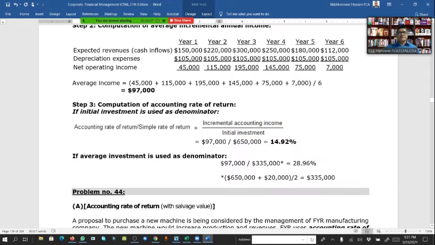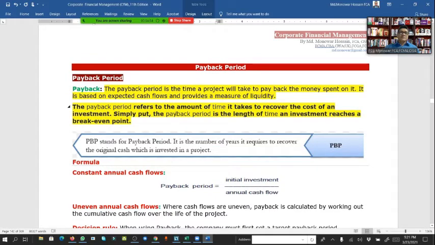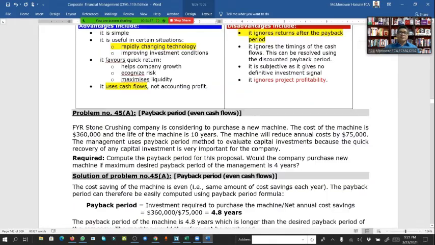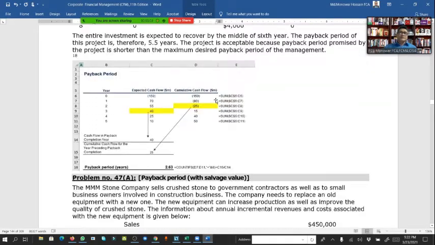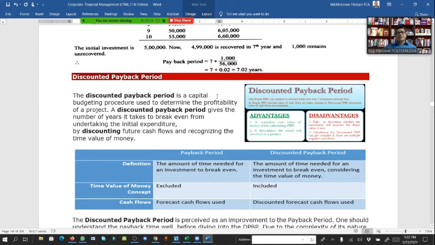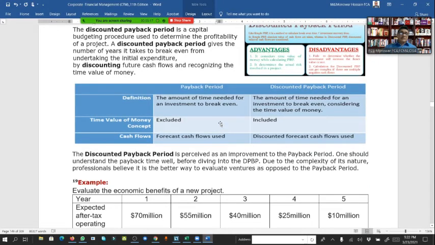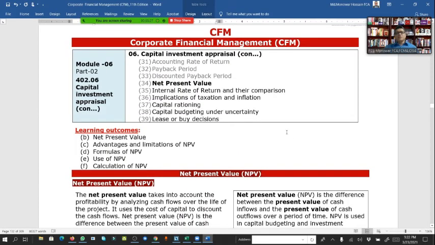And also we have discussed the payback period. In the payback period, we have seen the advantages and disadvantages. We also solved a few maths here, and also we discussed the discounted payback period and the difference between discounted and non-discounted payback period, with an example. So it's all for this item. Now we are going to discuss net present value.